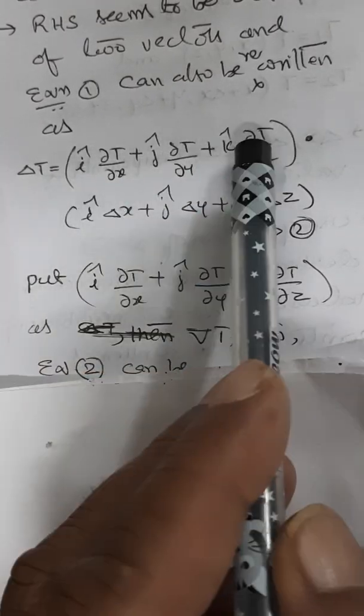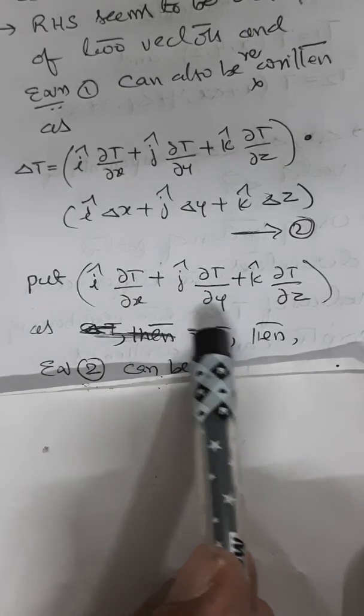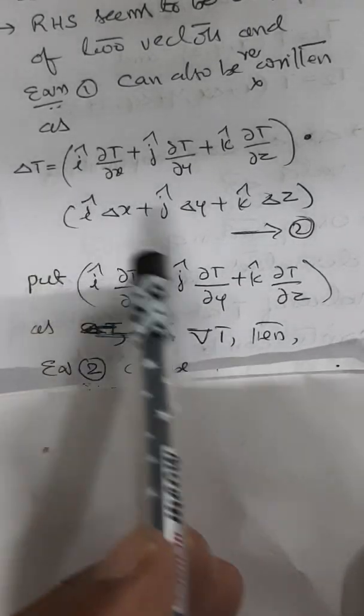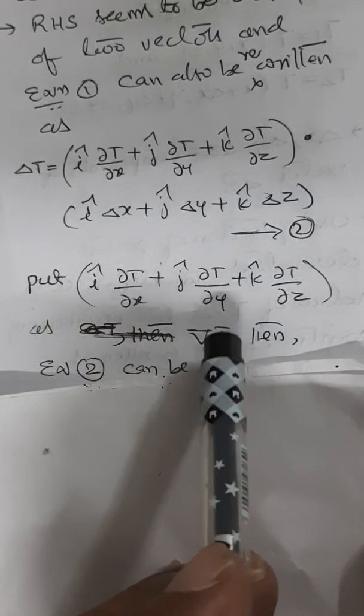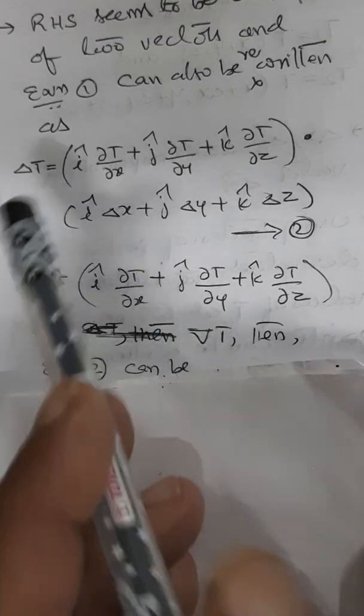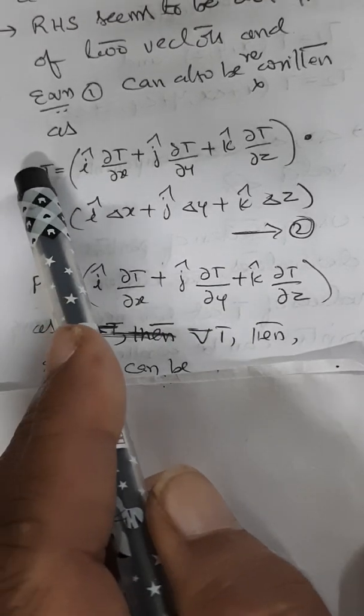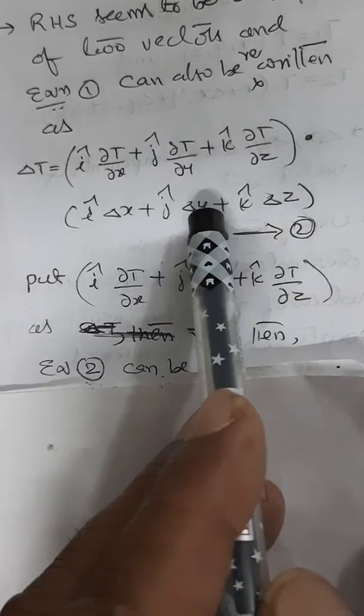This is the gradient we are using. This is the del operator. So, the del operator is represented like this. Though it is pronounced as delta, here I am calling this only del. Here it is delta. Therefore, delta T is equal to del T dot something.